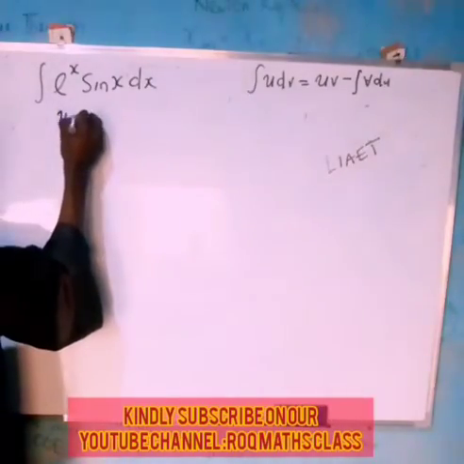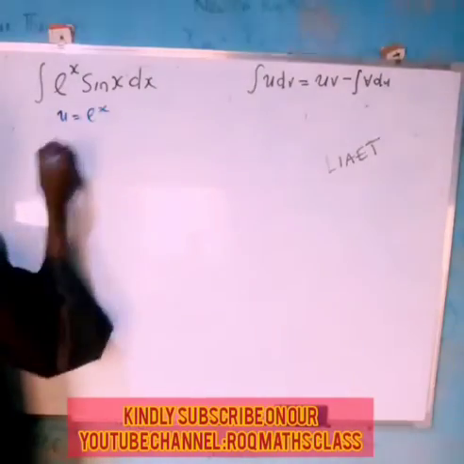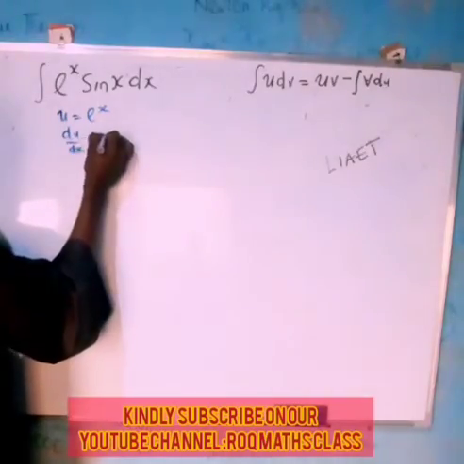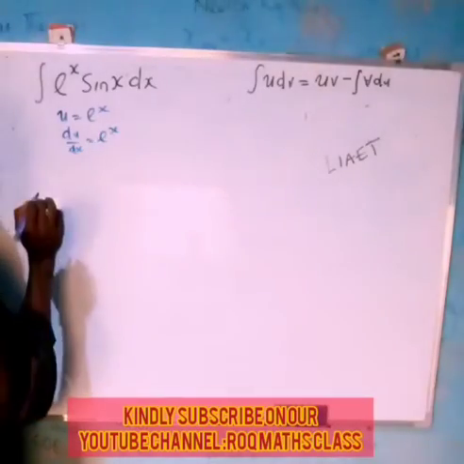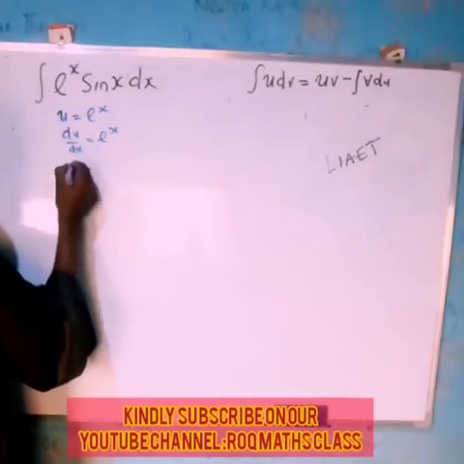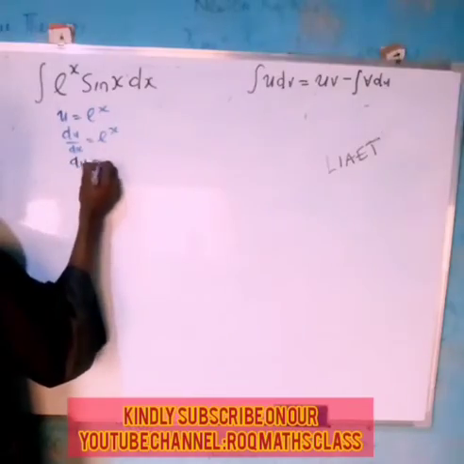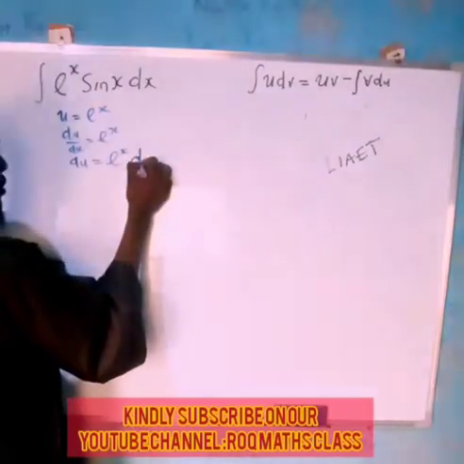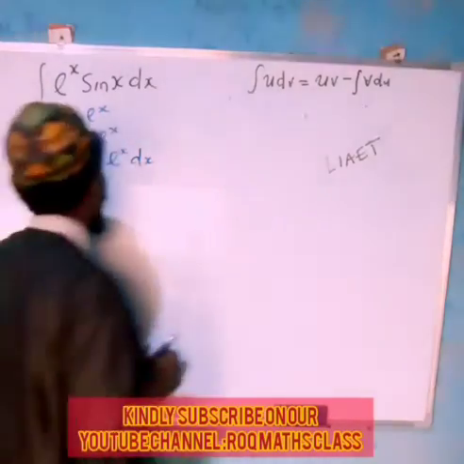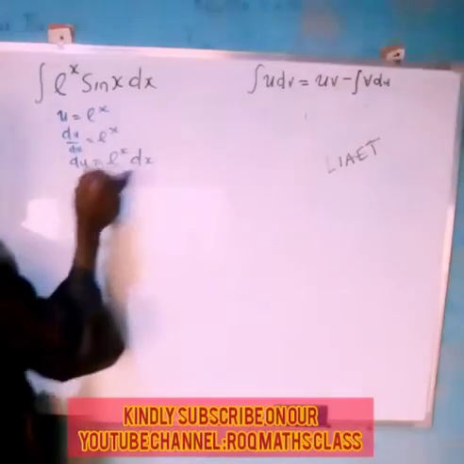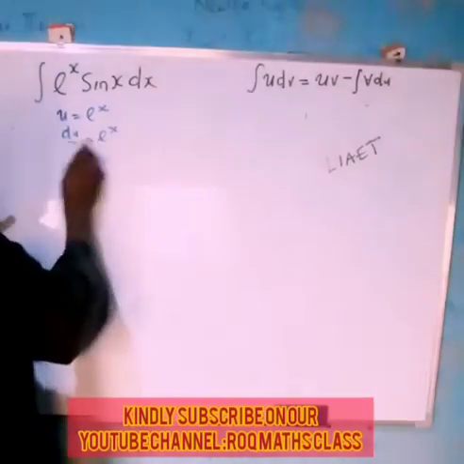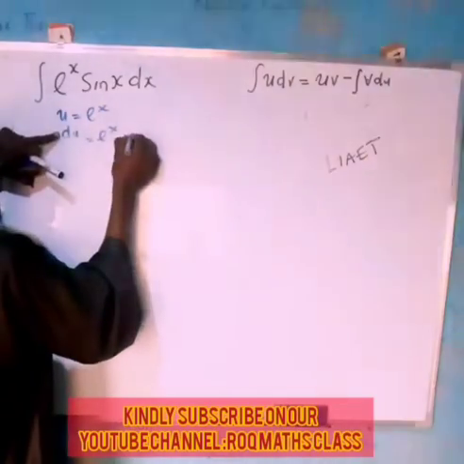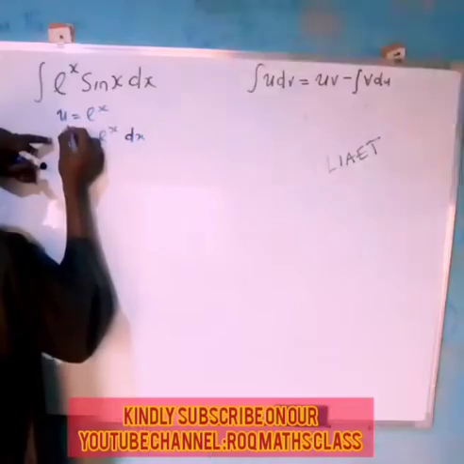Now our u is equal to the exponential function, e^x. Therefore, du over dx is the same as e^x. Our du is equal to e^x dx. So instead of writing it in a non-process way, I can write it as: our du equals e^x dx. So this is our du.